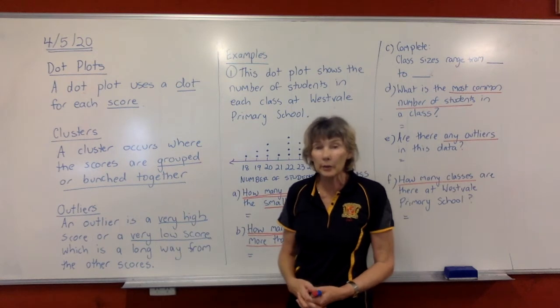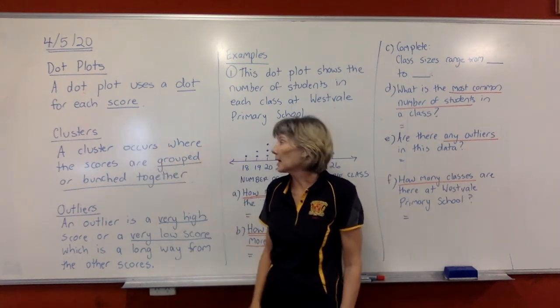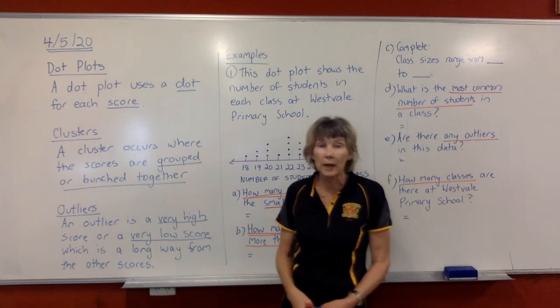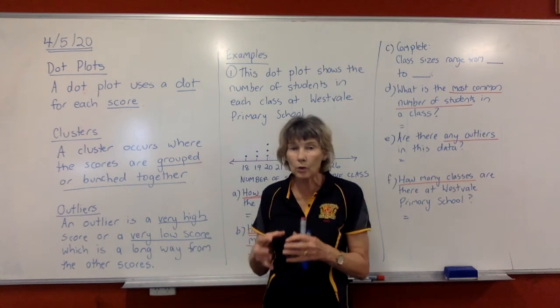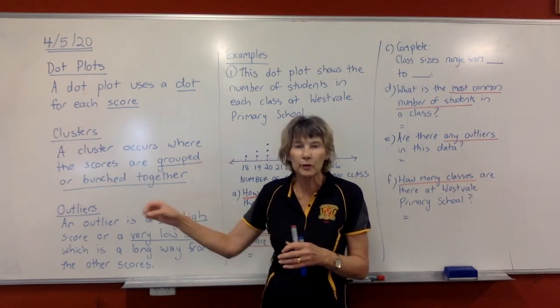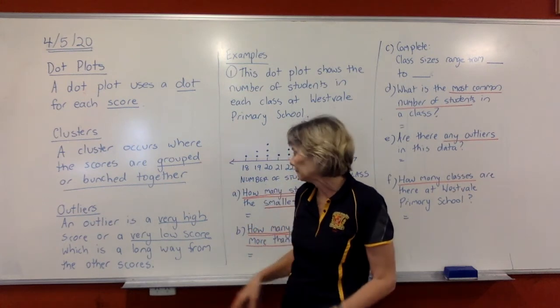Some of you may know them from primary school, but if you don't, we've got clusters. A cluster occurs where the scores are grouped or bunched together. So you might have lots of scores all together, and then there might be a few scattered somewhere else. We're looking for the bunches or the scores that are grouped together.